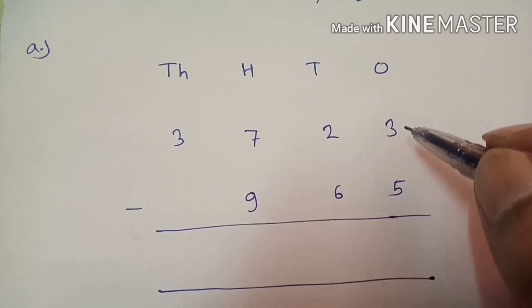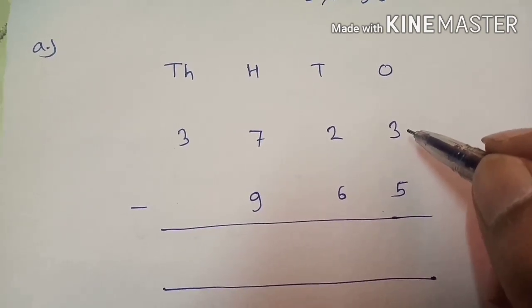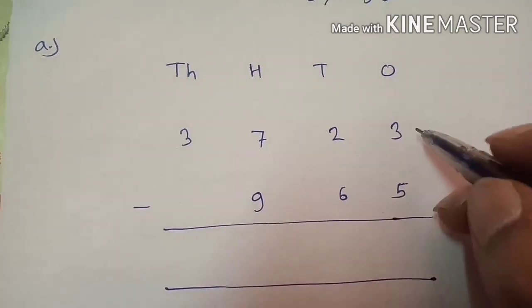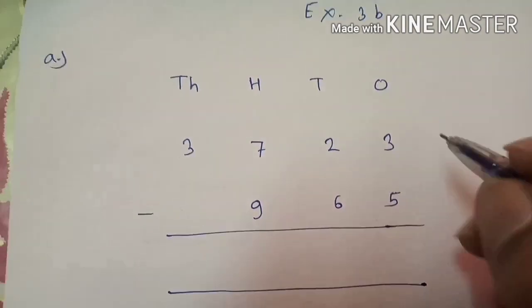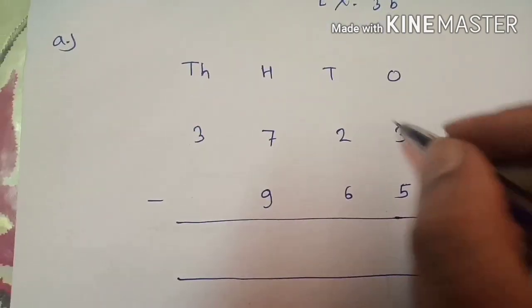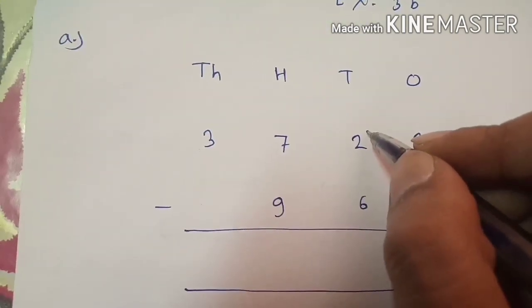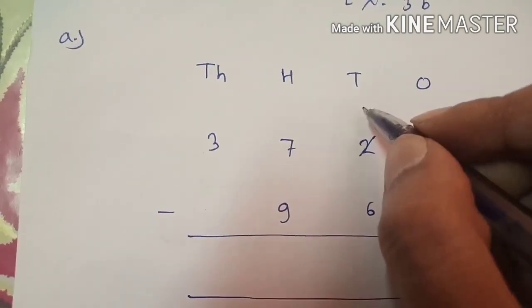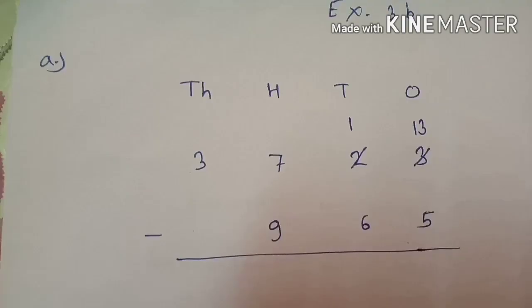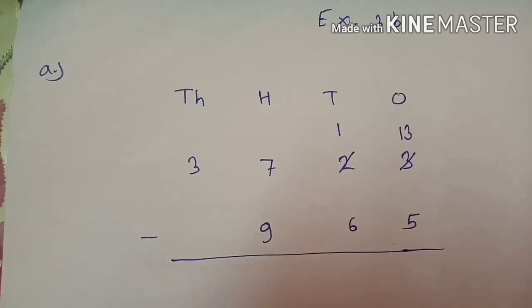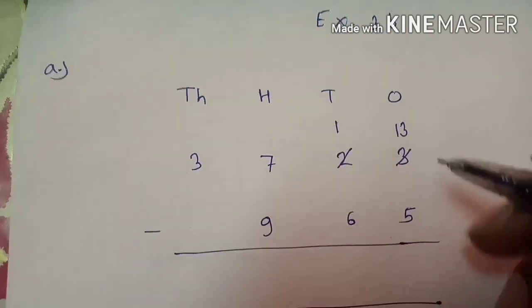Here we can't subtract because 3 is a small number, our minuend is small and our subtrahend is large, 5 is large. So here we will take one borrow from 2. So this 2 will become 1 and this 3 will become 13. Now we can subtract 5 from 13.